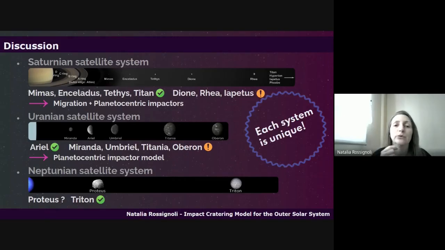And in general, what we see in these systems is that each system is unique and has its own parameters and characteristics, and maybe there may be planetocentric impactors acting in each system, but the heliocentric impactors are present in every system. So it is important to keep on modeling the size-frequency distribution of the heliocentric impactors and the parameters that characterize this population, because this is present in every system, and we have to keep on assessing what is the real role of the heliocentric impactors.